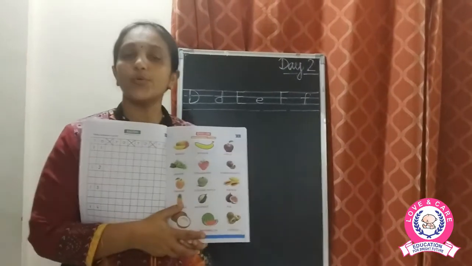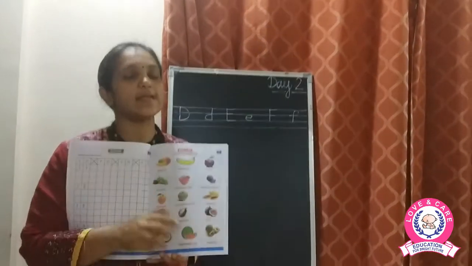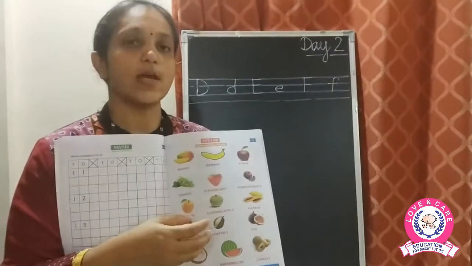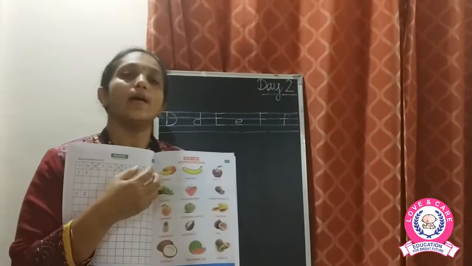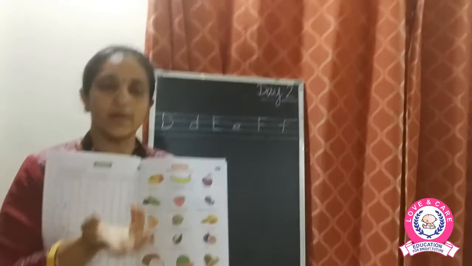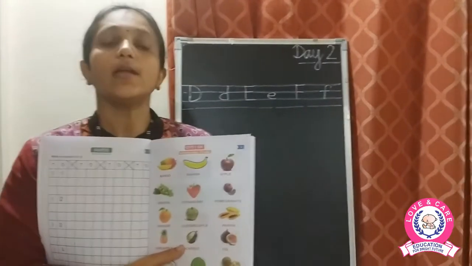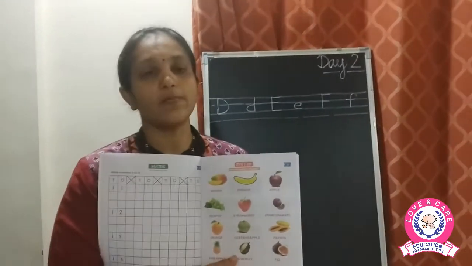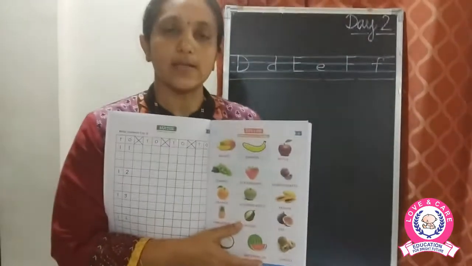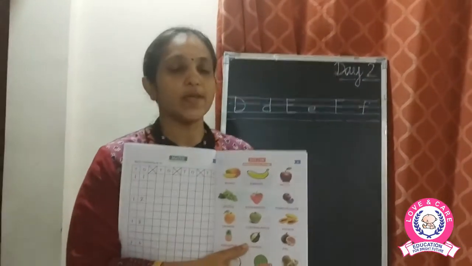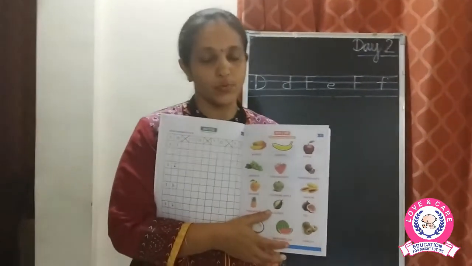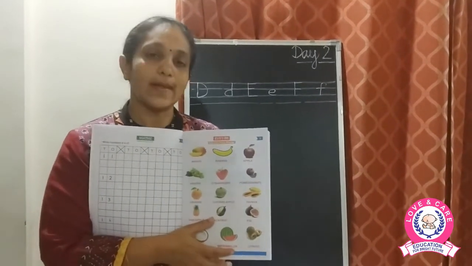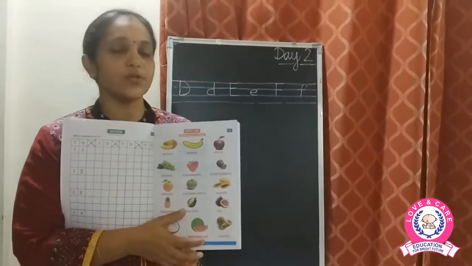Like there are some fruits that are one seeded, matlab usme ek hi seed hai, jaise mango. Phir there are some fruits where there are many seeds, jaise papaya, apple, pomegranate, usme bahut sare seeds hote hain. Then there are some fruits that are juicy, some fruits that are pulpy. Pulp wale fruits kaun se hain? That is banana, apple, chiku. They are all pulpy fruits. Aur juicy fruits kaun se hain? Like orange, watermelon, muskmelon. Ye sare juicy fruits hain.